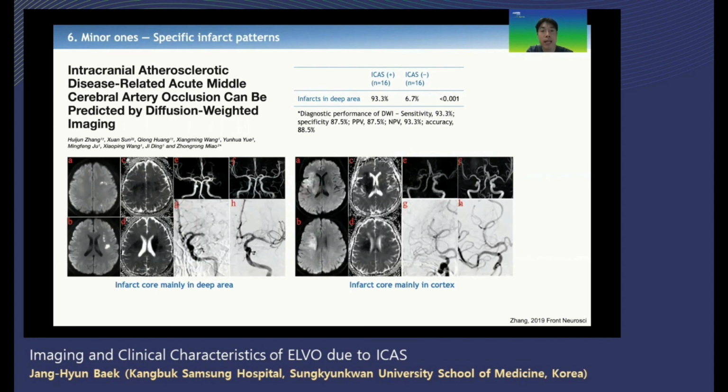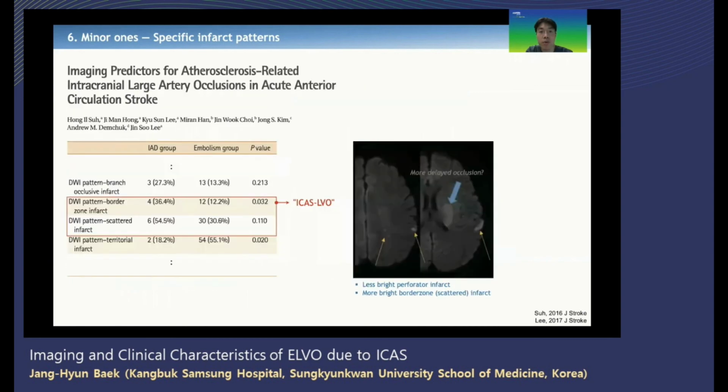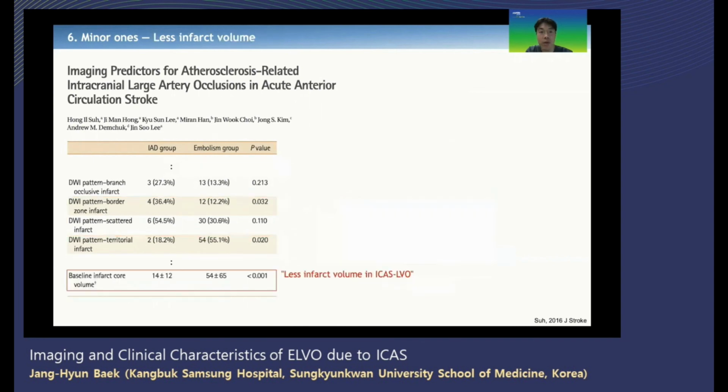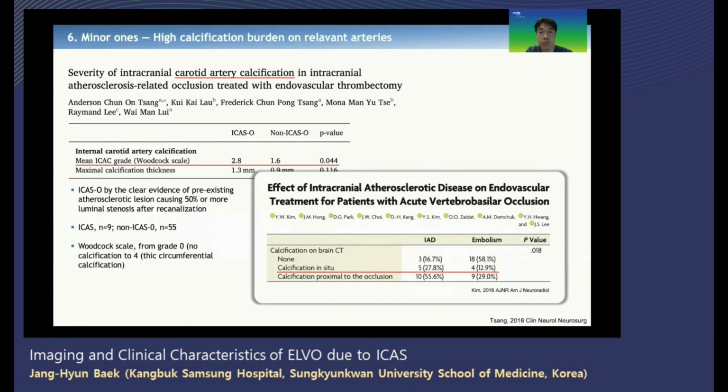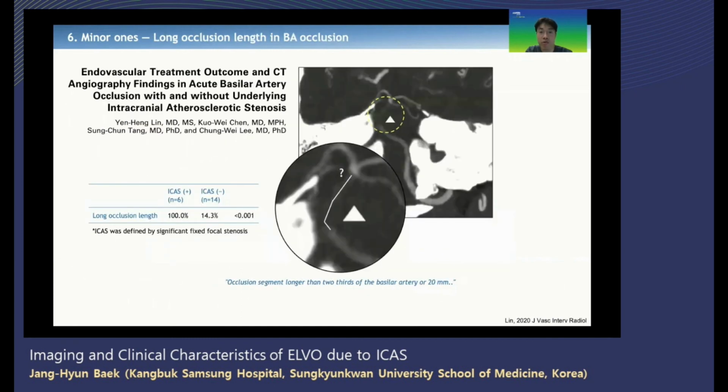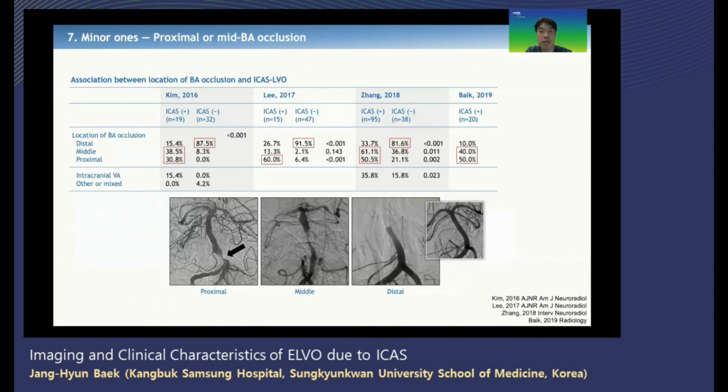Specific infarct patterns can be suggestive of ICAS LVO. In summary, infarction in deep areas such as basal ganglia, or borderline or scattered infarct patterns might be frequent in ICAS LVO. Also, smaller infarct volume or higher calcification burden may be associated with ICAS LVO. In another report for basilar occlusion, long occlusion length or proximal or mid-basilar occlusion was related to ICAS LVO.